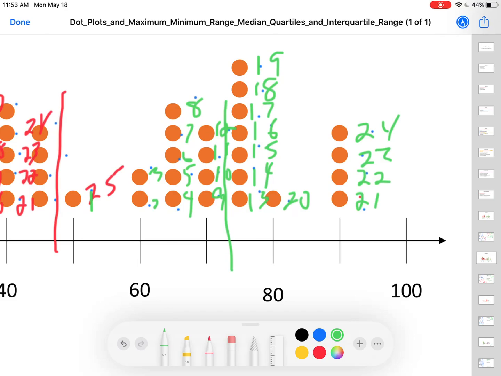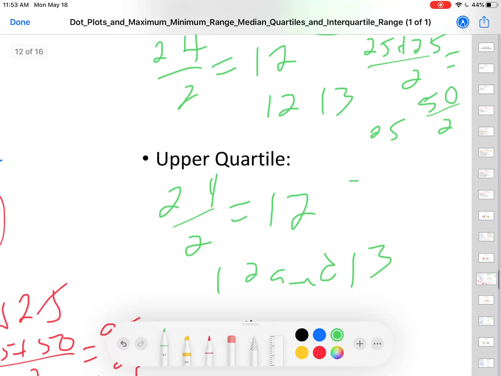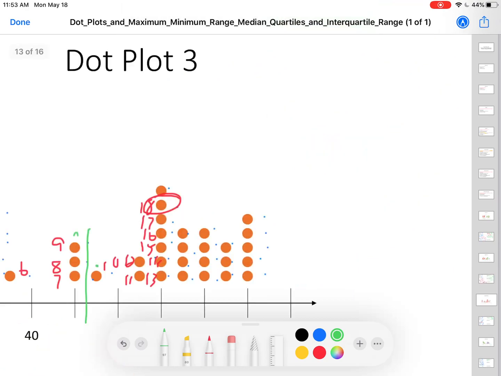This is 70. This is 75. Halfway between 70 and 75: 70 plus 75 is 145, divided by 2 is 72.5, and that is the upper quartile. Move on to the next dot plot.